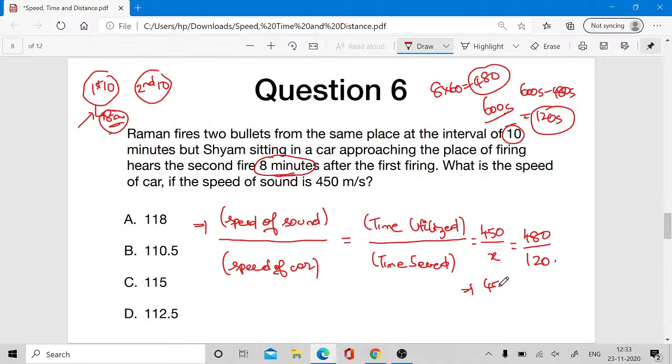Here it can easily be 450 by x. You know this is 12 ones are, this is 12 fours are. This is going to be 4 by 1. So x is equal to what? X is equal to 450 divided by 4, which is 112.5 meter per second. Is it clear? It is going to be 112.5 meter per second.